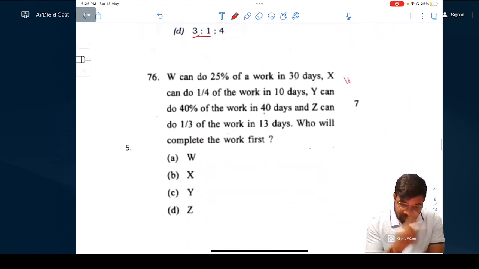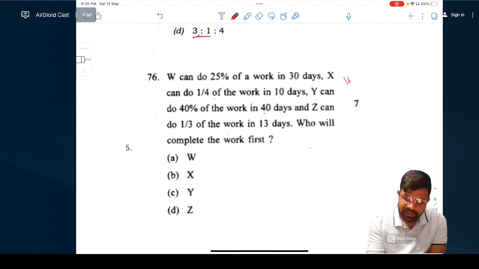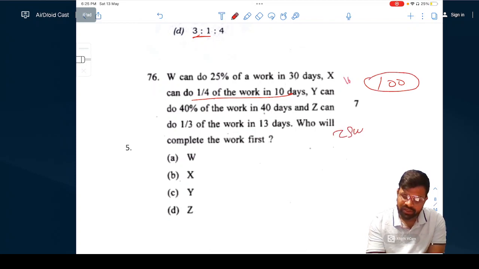W can do 25% of a work in 30 days, the same as 1 by 4 of the work. 25% is the same thing. So suppose 100 is the unit of work. So 25 units in 30 days, so 25 by 30 per day is for W.